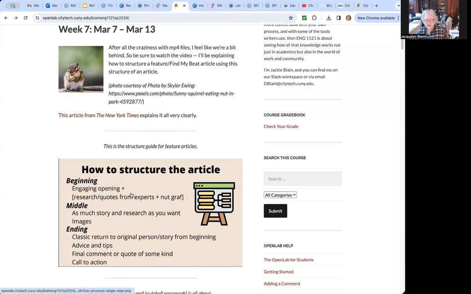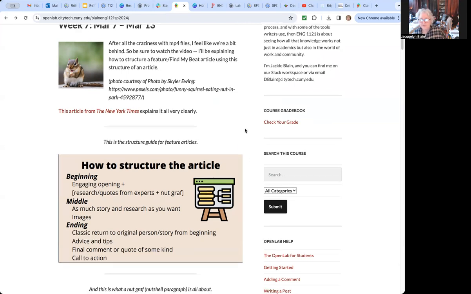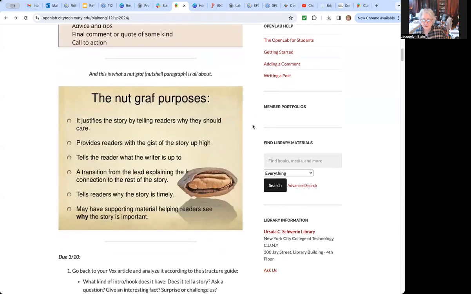We've got the engaging opening, we've got the nut graph, and then we've got all this research, and we have a nice conclusion that wraps it all up. Yeah, I think that's pretty clear.